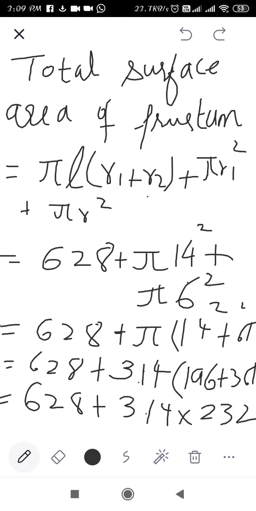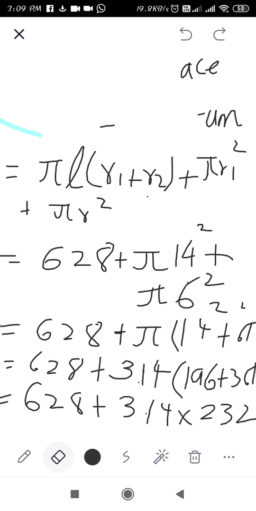Now we have these three terms, 628 plus 3.14 into 232. So first step is multiplication, right? What will you do? First you will multiply 3.14 with 232. After that you will add the resultant product to 628. Now let's multiply 3.14 and 232.